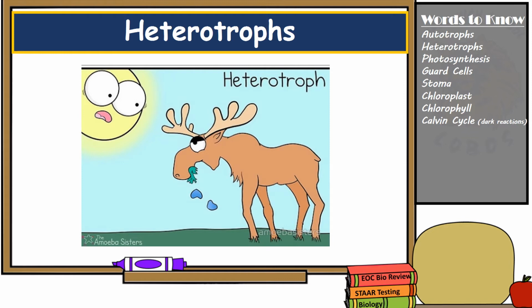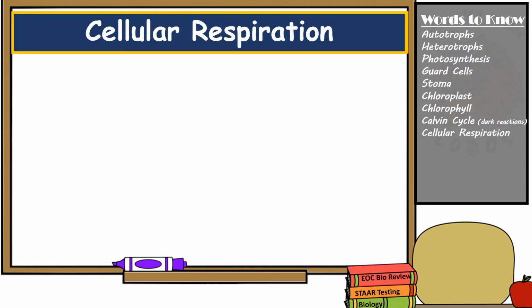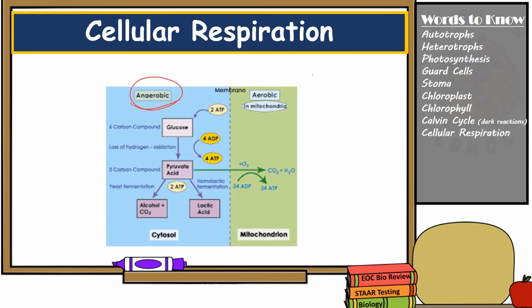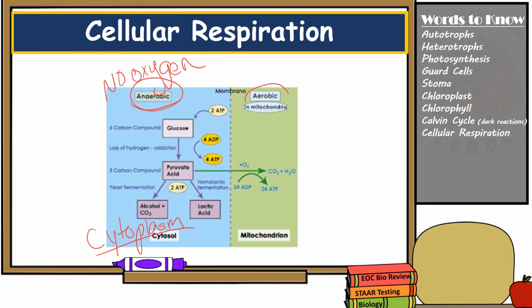Now, this is accomplished through a process known as cellular respiration. Overall, cellular respiration takes place in 2 distinct cellular environments. The first is known as anaerobic, where there is no oxygen present, and it takes place in the eukaryotic cell's cytoplasm. The second is known as aerobic, where oxygen is present, and this one takes place in the mitochondria.